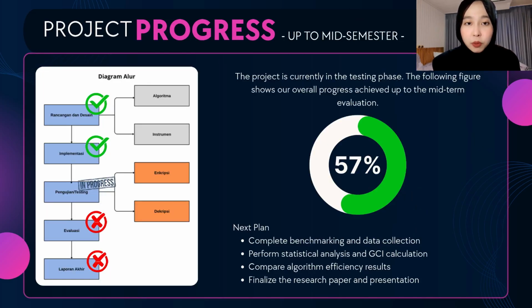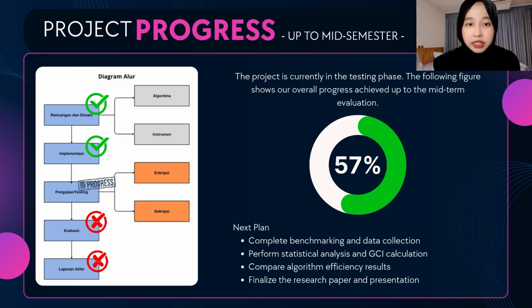Next, this slide presents our project progress as of the midterm evaluations. The project has currently reached 57% overall completion. 2 phases have been successfully concluded: design and planning, and implementation, covering the research framework, algorithm selection, and development of all 5 cryptographic engines on the Raspberry Pi.